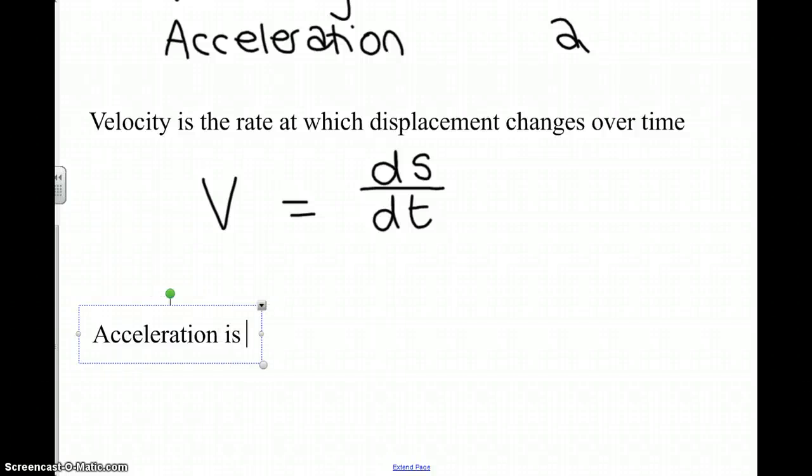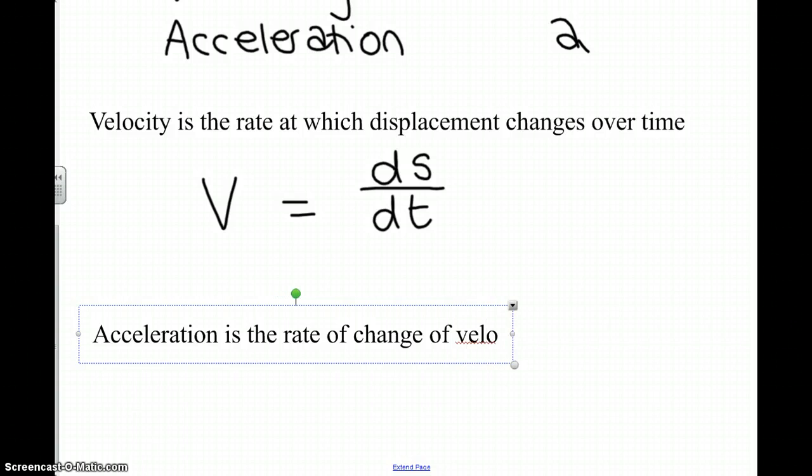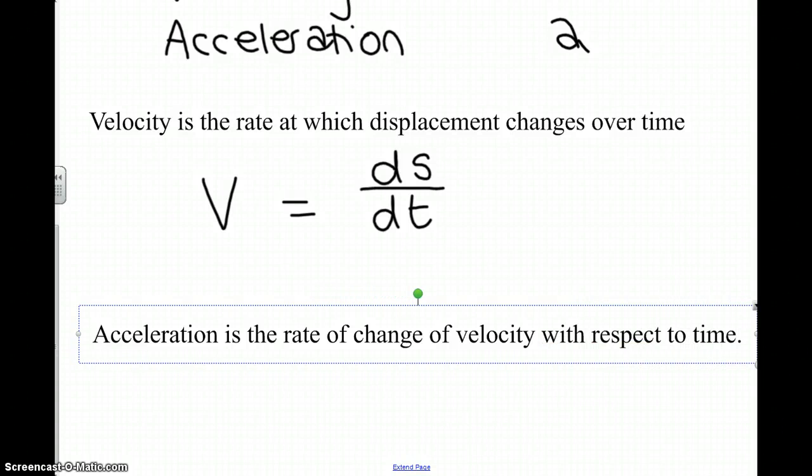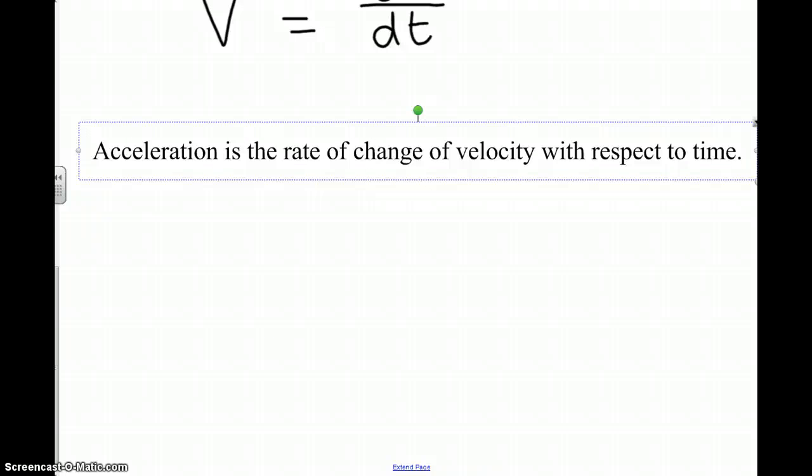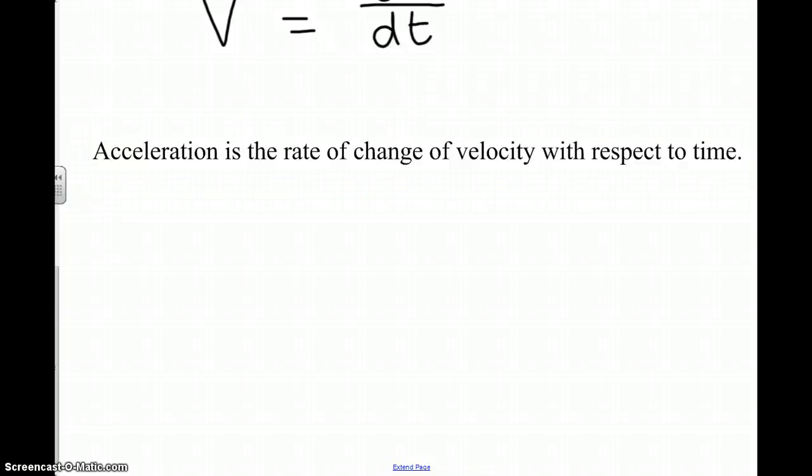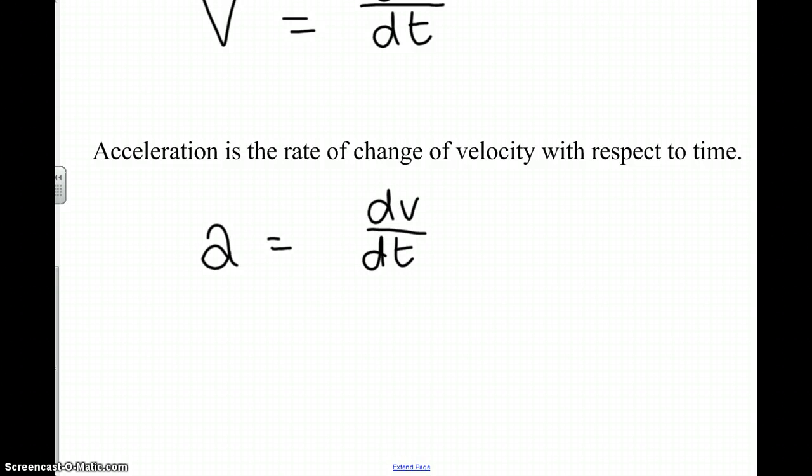And the acceleration is the rate of change of velocity with respect to time. So that's how the velocity changes over time gives you your acceleration. Your acceleration is all to do with how your velocity is changing. And that means that we can use a, acceleration, is dv by dt, the rate of change of the velocity.